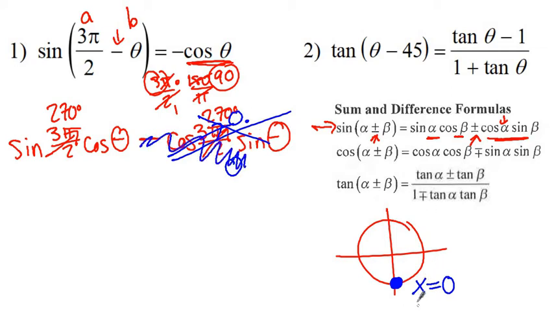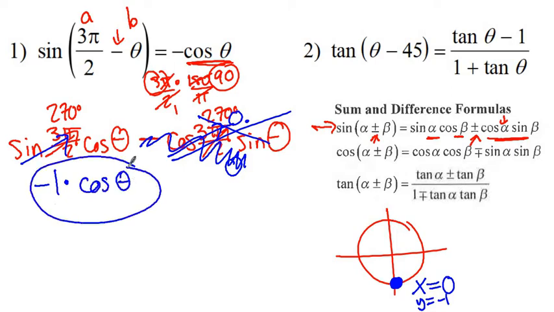The sine of 270 is equal to negative 1, because y equals negative 1 down there. So this whole thing becomes negative 1 times the cosine of theta, and another name for negative 1 times the cosine of theta is that right there. So we prove that the left-hand side equals RHS, meaning the right-hand side. Alright, so that was using a sum and difference of sine.